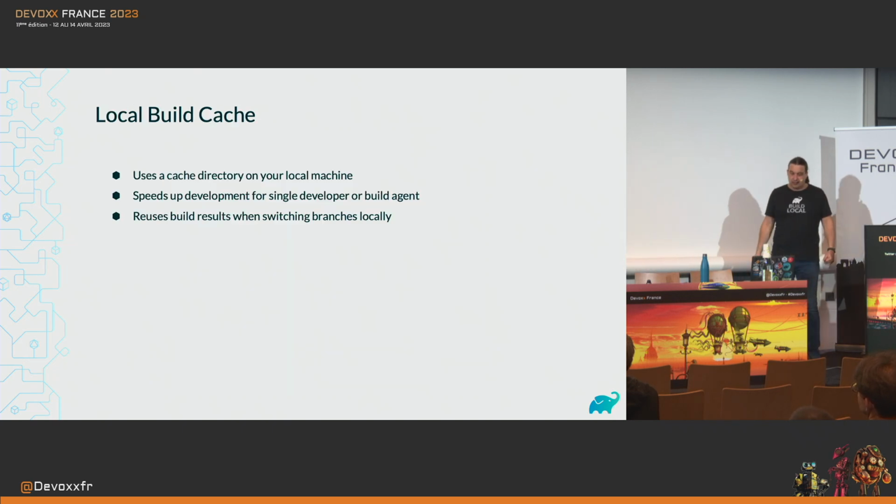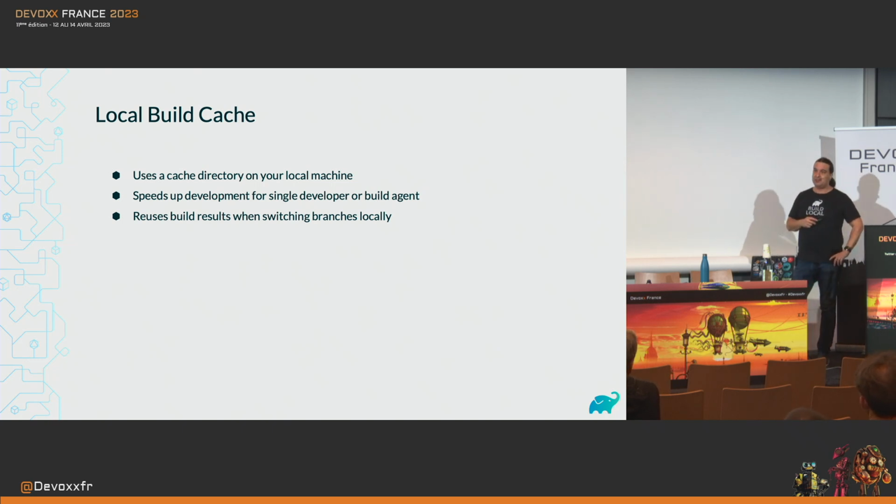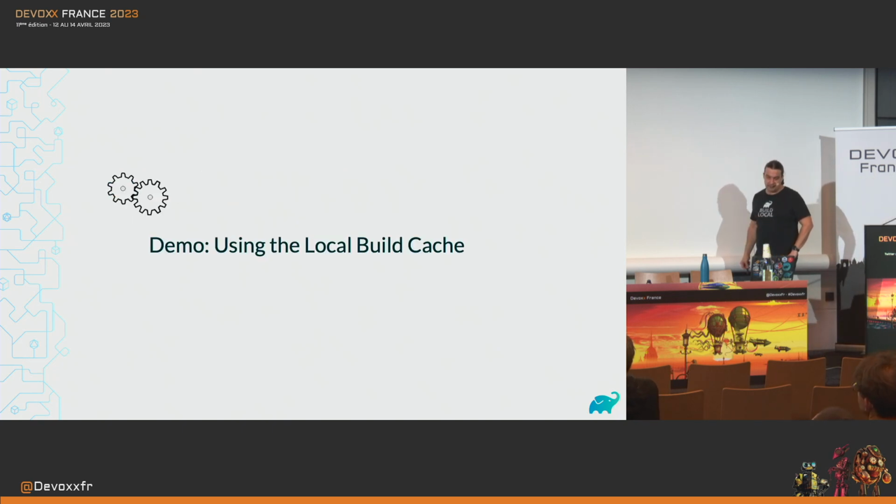So it just uses a local cache directory that's just sitting there on your local machine. But there is a remote one as well, and it can speed up development for a single developer or a build agent. So again, CI can benefit from caching as well. And it reuses the build results when switching branches locally. So let's look at a demo.